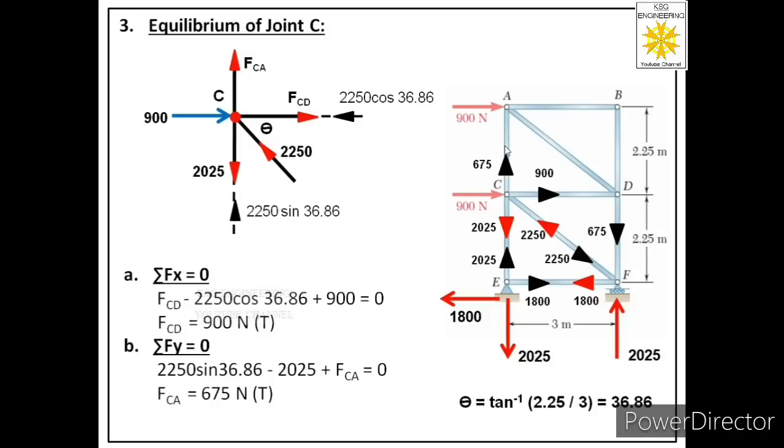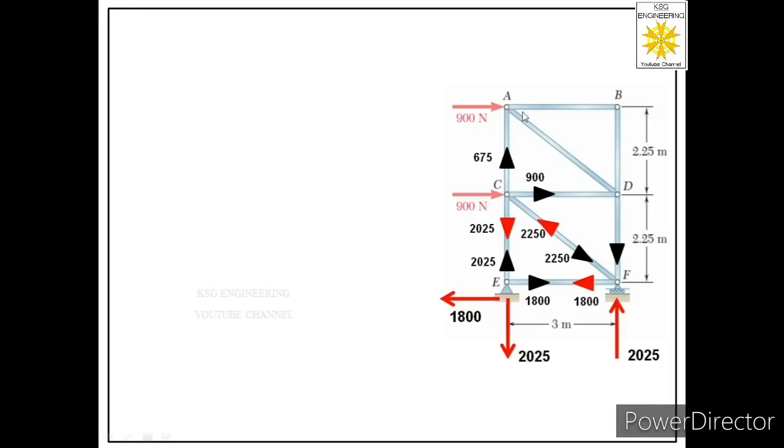Now after that we have to pick next immediate joint. There are two next immediate joints, joint D and joint A. And for both the joints, maximum unknowns are 2 only. So we can pick any joint. So let us pick joint D. So we'll say equilibrium of joint D.